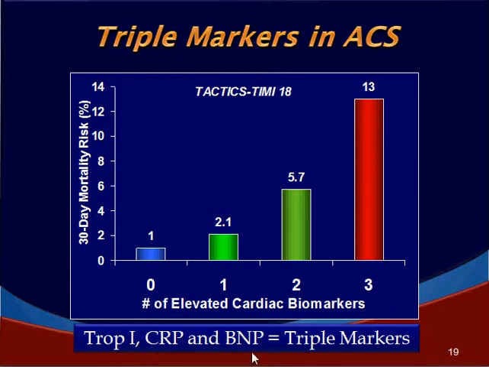If we do the three markers, in patients with no elevation of any of the markers, the 30-day mortality risk is very low. If one of the markers is elevated, 2.1%. If two of these markers are elevated, 5.7% 30-day mortality. If all three are elevated, 13% 30-day mortality risk. So this is as per the TIMI 18 study, TACTICS study, which has very clearly proved that looking at these three markers can prognosticate the mortality of a patient.